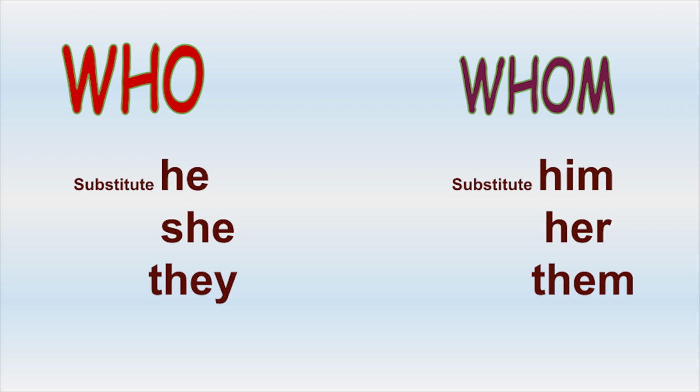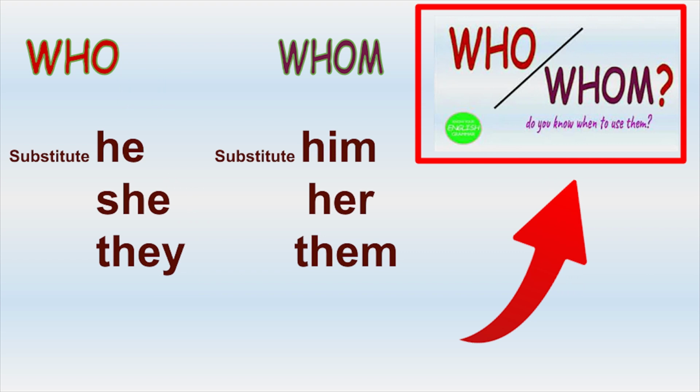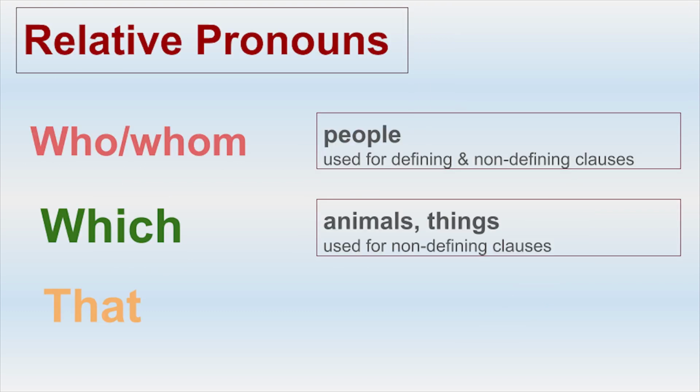I recommend that you watch this video, which gives a full lesson on who and whom. Our next relative pronoun is which. Which is used when referring to animals and things. Which is used for non-defining clauses only.